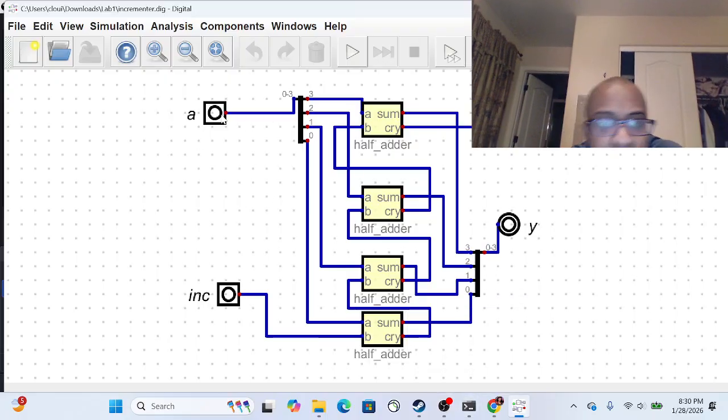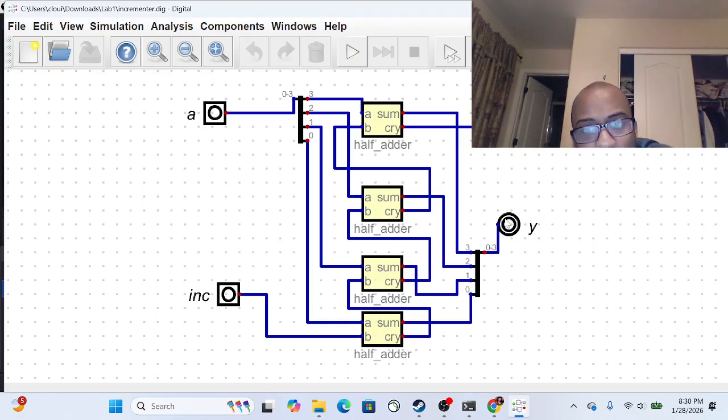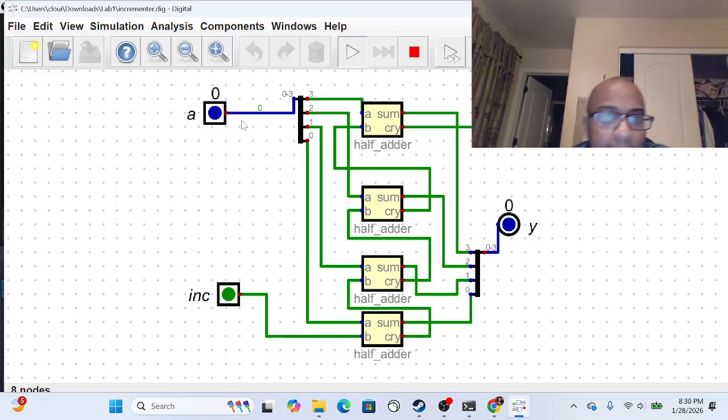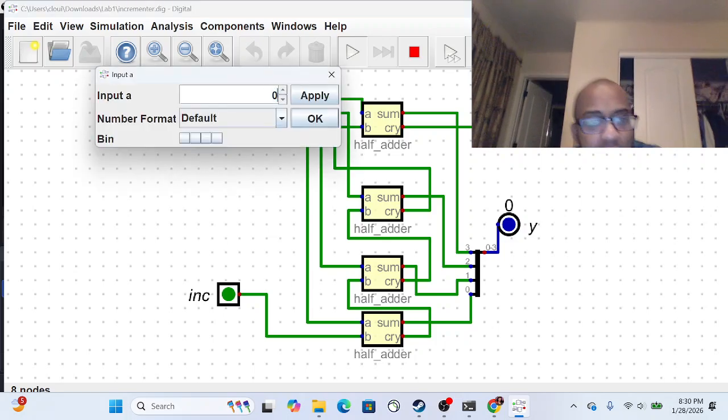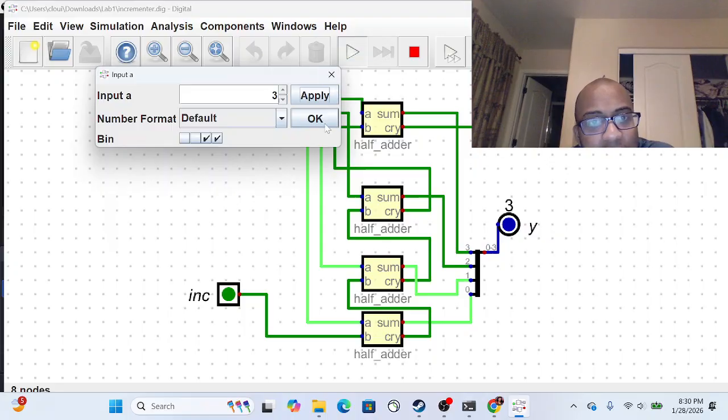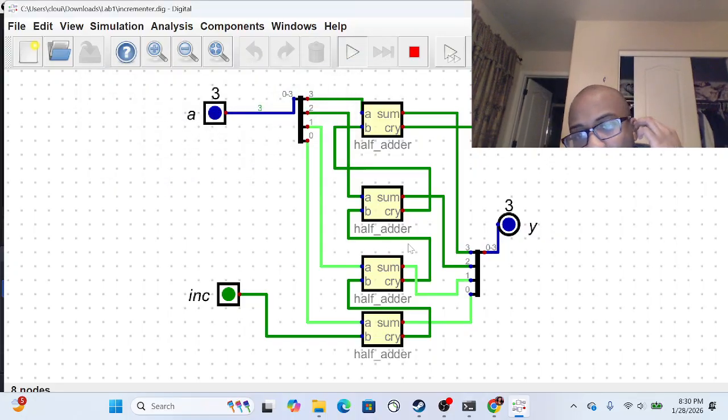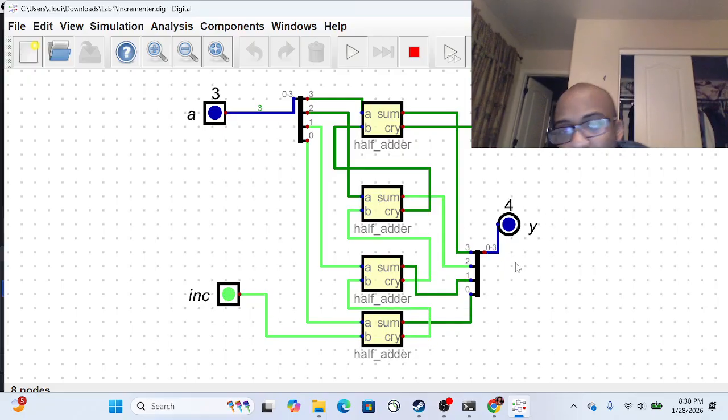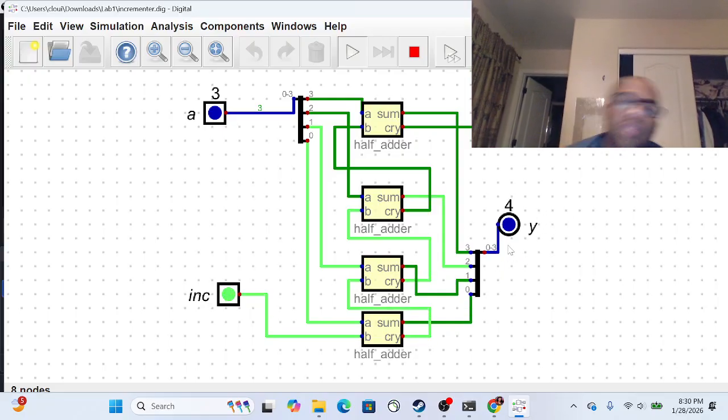Basically, the function of this is that it takes in a number and adds 1 to it, to Y. The Y represents the output, and the carry represents the extra carry bit. So let's, for example, set this number to 3. And once I press this, it should increment to 4, like it does right now.